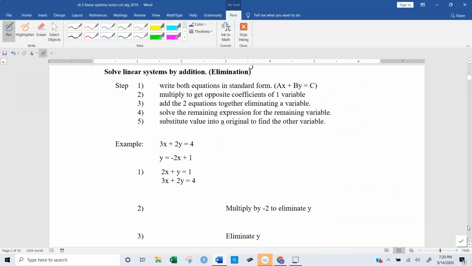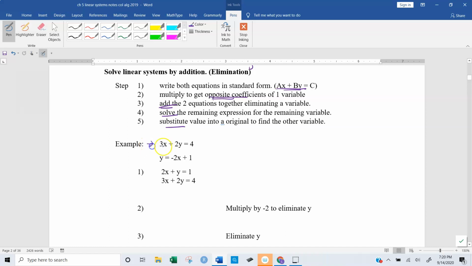Okay, elimination is where you have to eliminate a variable by getting opposite coefficients. So first thing we do is we put it in ax plus by equals c form. We get opposite coefficients of one of the variables, either the x or the y. Then we add the two equations together, and then we solve for the remaining variable and substitute it back in.